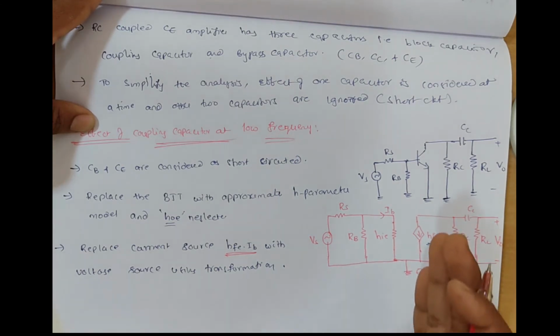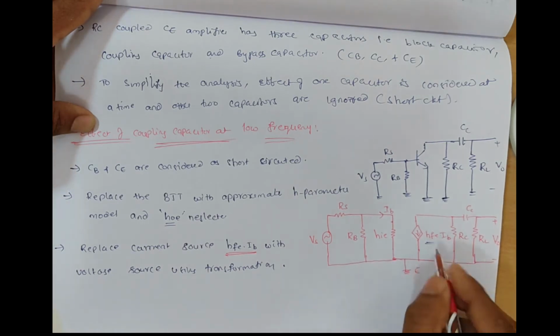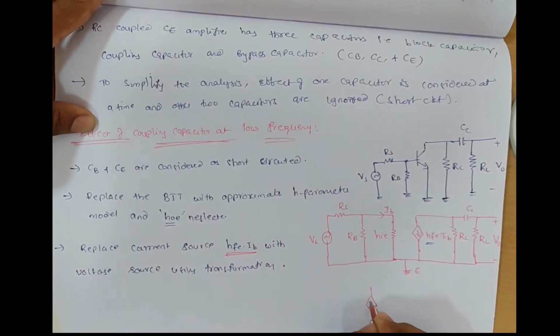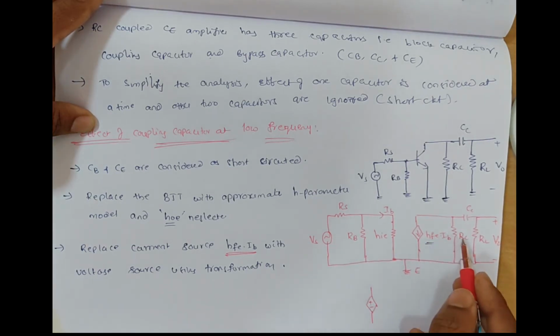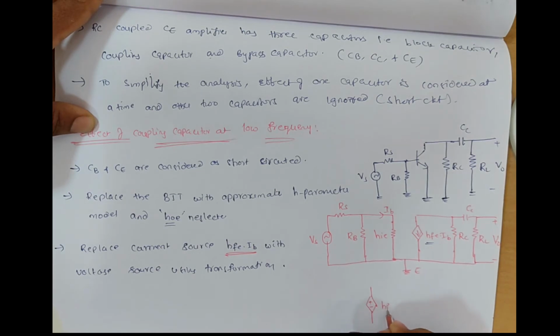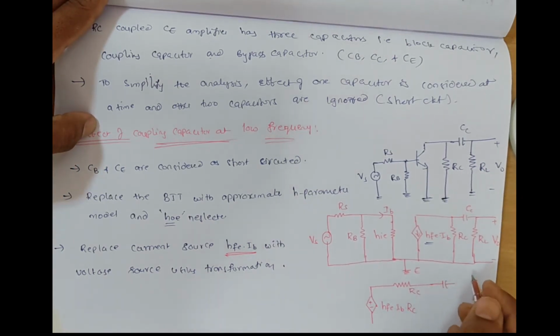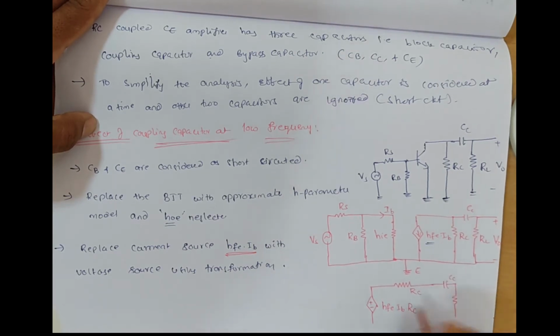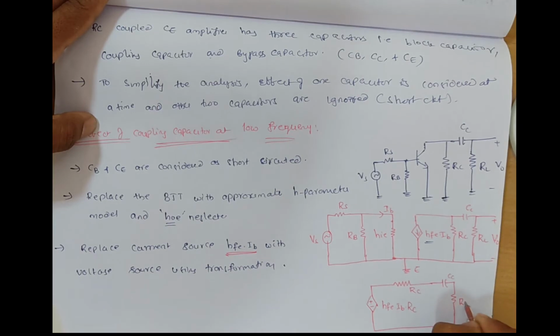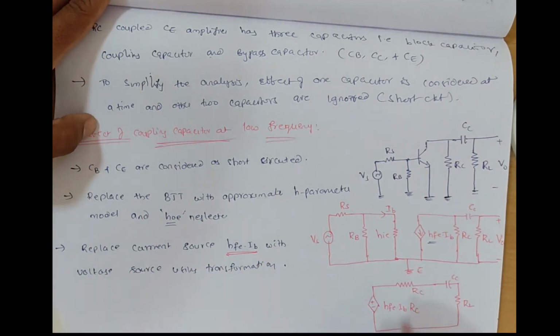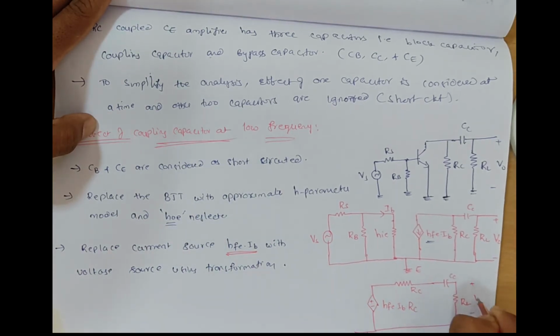Now I am drawing only the output side, so it is replaced with the equivalent voltage source, positive and negative. So we can write current into resistance, that is HFE into IB into RC, which is our voltage source. Now this resistance becomes series. Now we have the coupling capacitor CC, and this is RL. So this is only the output side, and the input side is common. Here the output across RL is named V0.